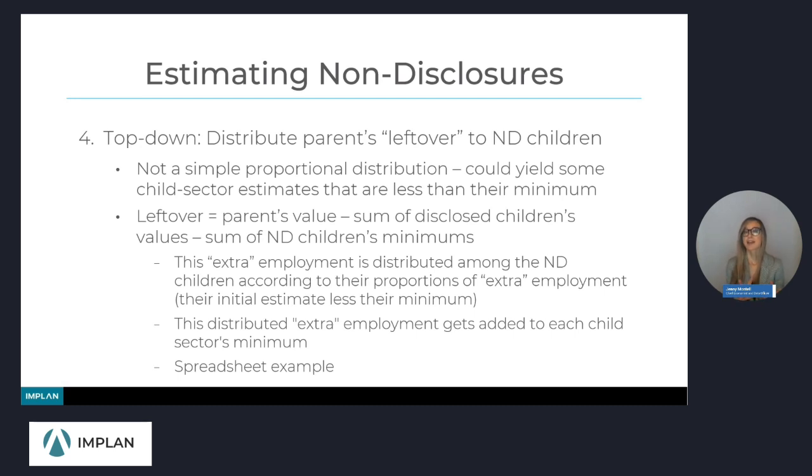Okay, so then that's kind of extra. Whatever is above and beyond that, we get to distribute that extra employment among the non-disclosed children, and we just add some proportion of that extra value to the non-disclosed children. So non-disclosed children are always at least their minimum, and then they might get some extra employment too if the parent value has some extra left over to give after we've subtracted off the sum of disclosed children's values and those non-disclosed children's minimums. So it's a little complicated, but I'm going to hop into Excel and show you this a little bit.